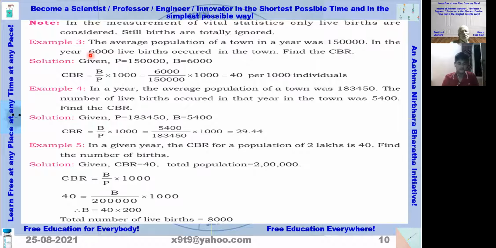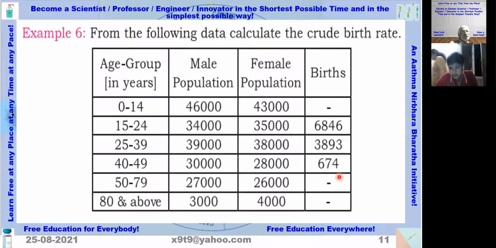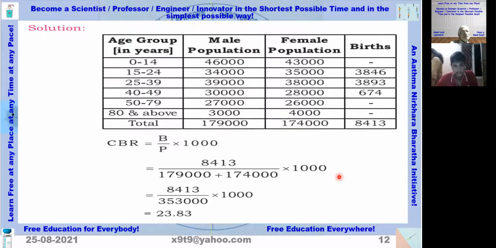Sir, we have done this, sir. We have moved on to the table. I think we have gone up to problem number 7. Yeah, age group 0 to 14, like that. Up to 7 I have done. Yes, I remember.